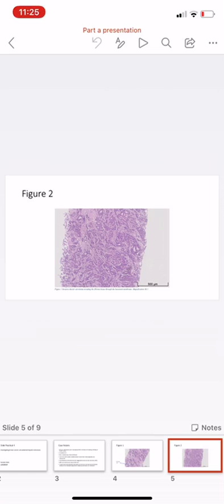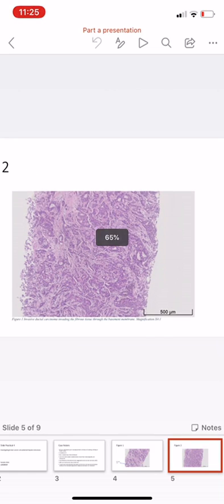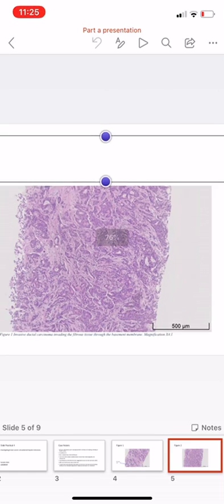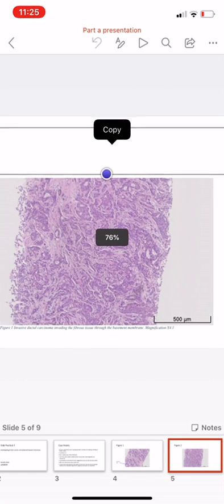And then here in figure two, we have primary breast carcinoma. It's composed of atypical epithelial cells with uniform nuclei, and there's a lack of normal gland structure. So the structures don't look normal.